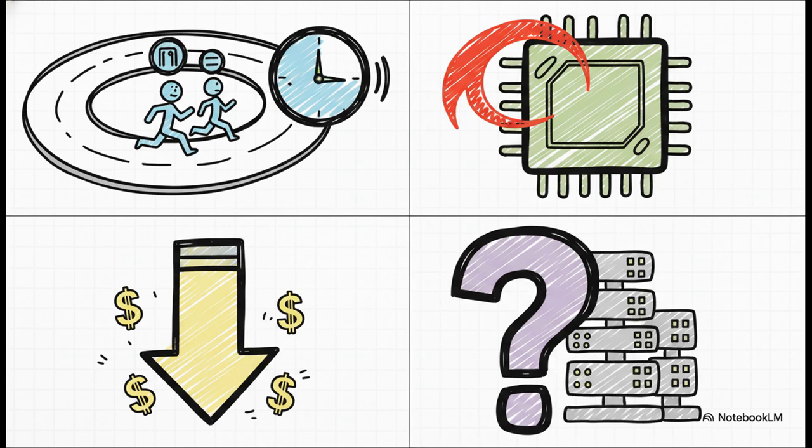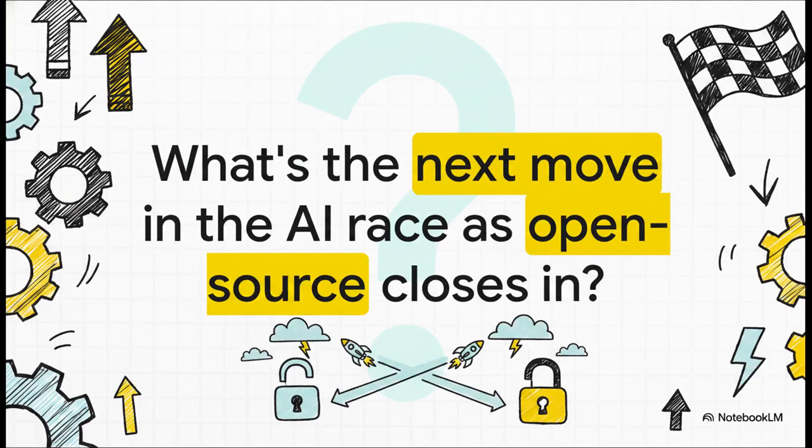And finally, there's this tantalizing mystery. We still have no idea what hardware it was actually trained on. All of this leaves us with one final big thought. As open source models become this powerful, this efficient, and this cheap, they are catching up to their closed source rivals at an incredible pace. So the question is, what's the next move in the global AI race? The entire landscape feels like it might be on the verge of another massive shift.